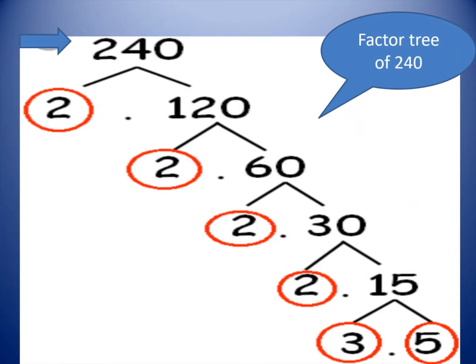Here is another factor tree of 240. Let's check it from the downside. 3 5s are 15. We'll go upward. Then 15 2s are 30. Then go upward. 30 2s are 60. Then go upward. 60 2s are 120. Go upward. 120 2s are 240. In this way, our factor tree is correct. We can recheck our answer.